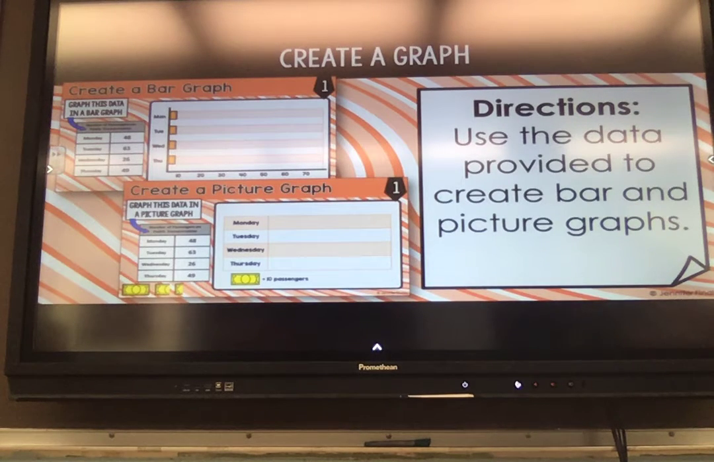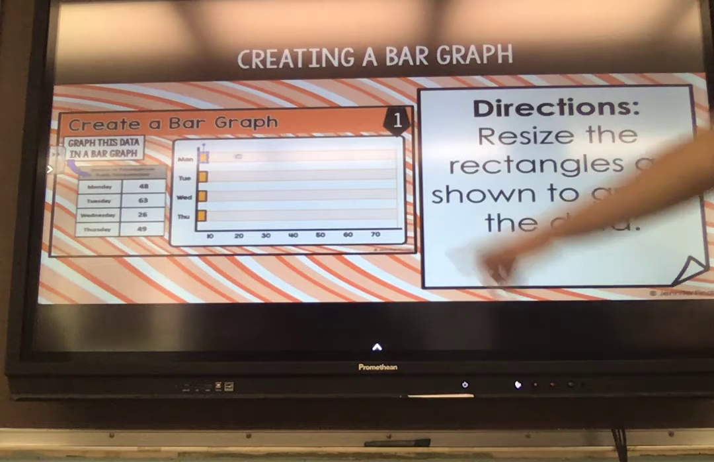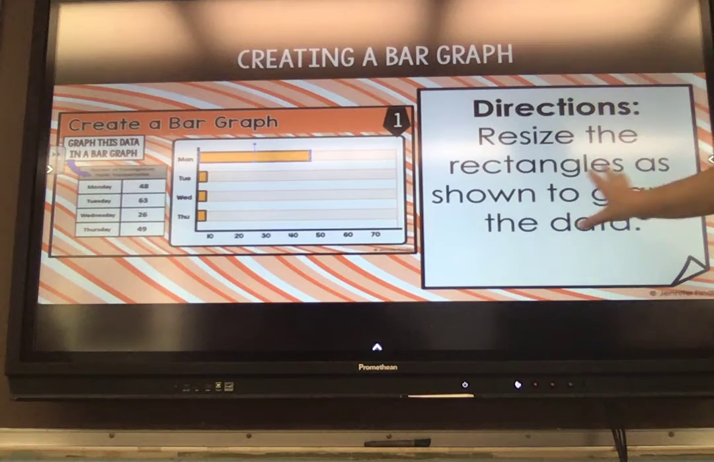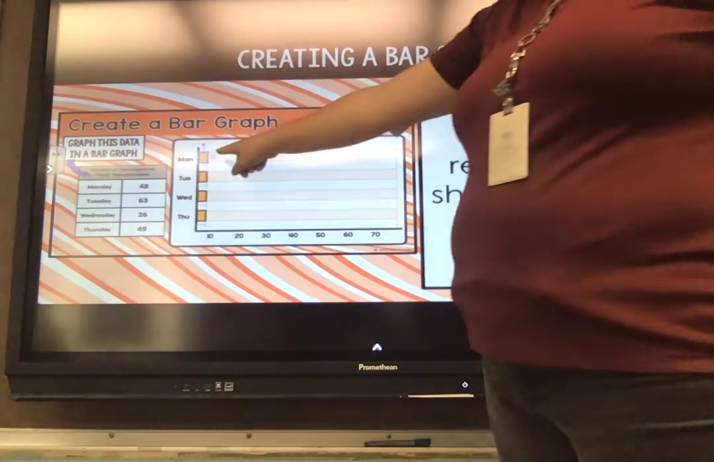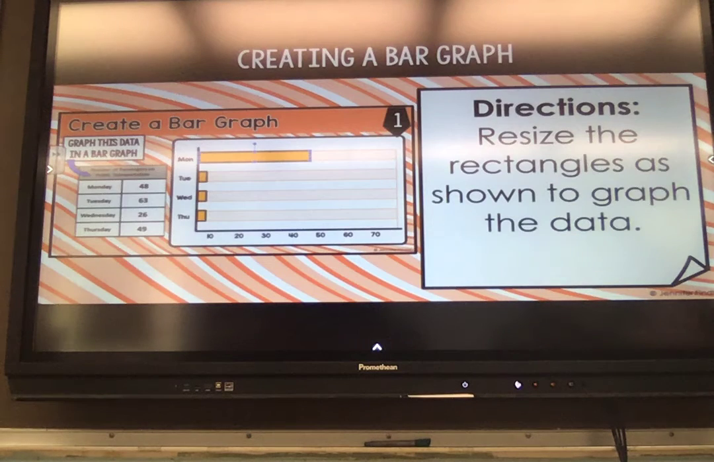Then you're going to come to the one that says create a graph. This is a directions page. It says use the data provided to create a bar and picture graph. So now you're making your own graphs. So it shows you how to do this. If you watch, the next thing is a directions page as well. You see how they're grabbing a hold and sliding it across. Let me go back to that. See how it's grabbing and sliding? That's how you're going to make your bars long enough to match your numbers.